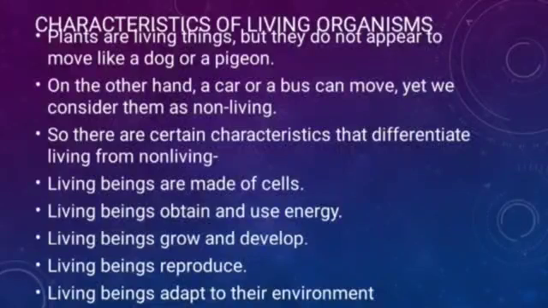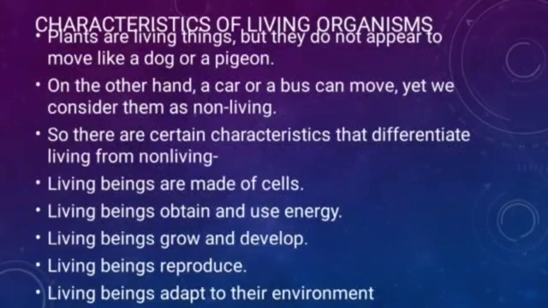So how can we differentiate between living and non-living things? For that you should know the characteristics of living organisms, so you can easily differentiate between living and non-living. First, plants are living things, but they do not appear to move like a dog or a pigeon. So we see that plants are living things. Why are plants living things?